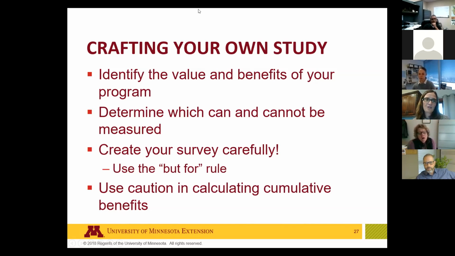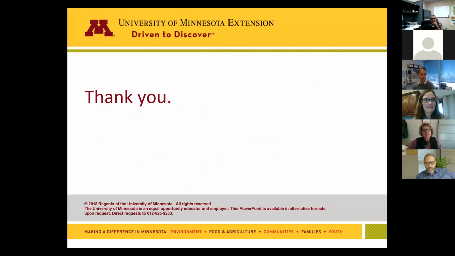And then just use caution in calculating those cumulative benefits. If you're going to look at it over time, make sure we're really reflecting how changes might be occurring in our effectiveness over time. I think that's all I've got, Scott.